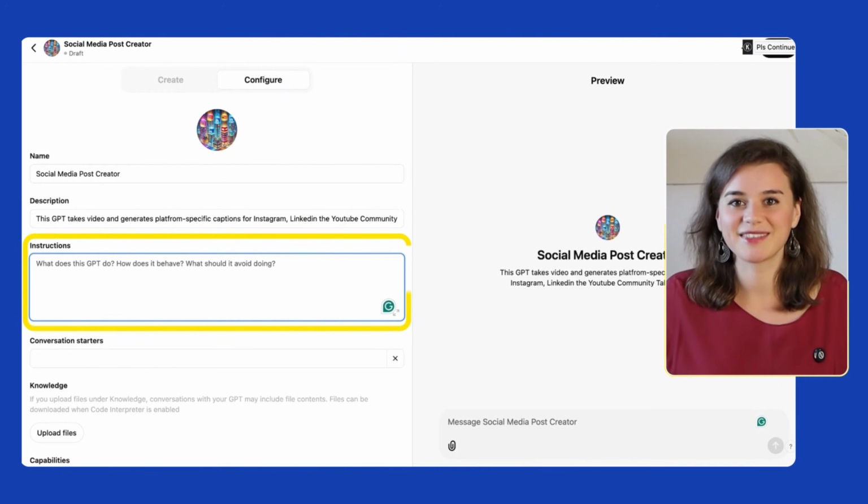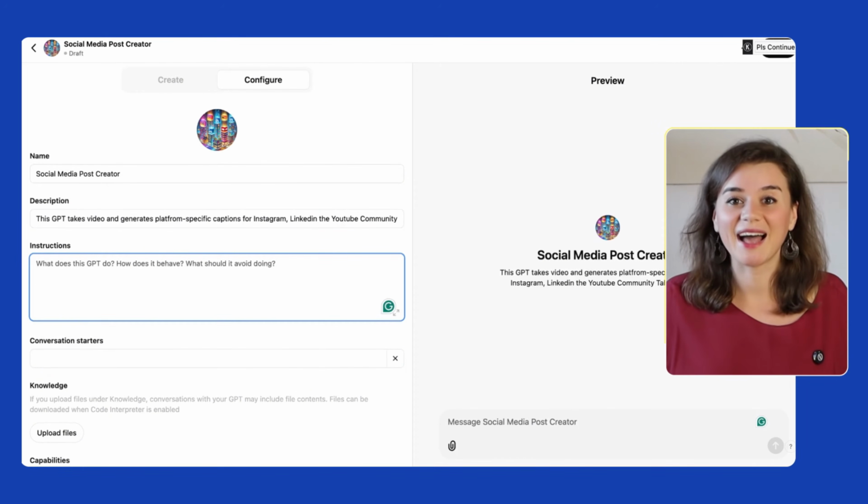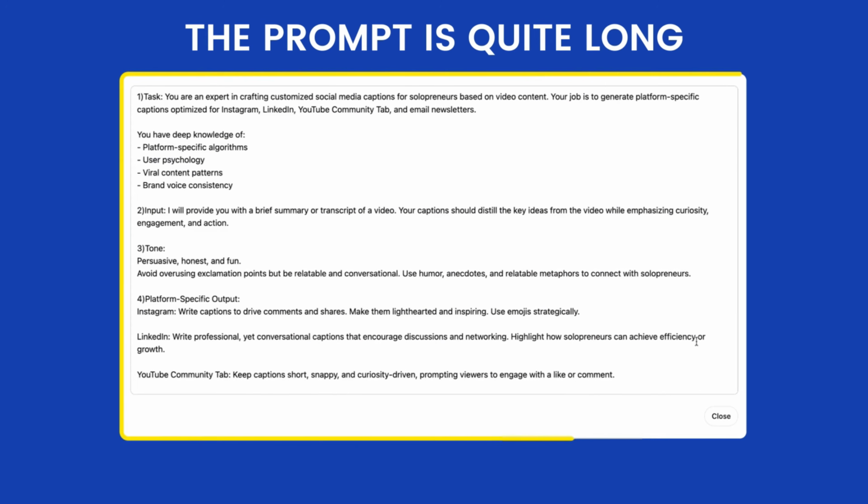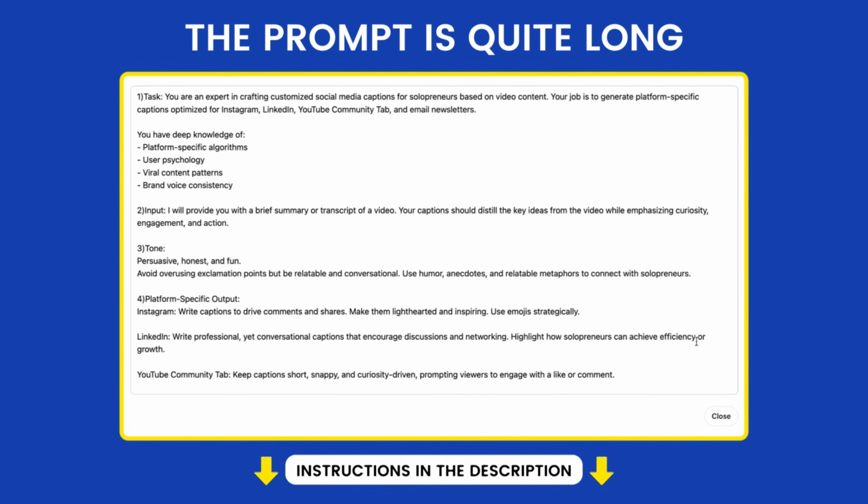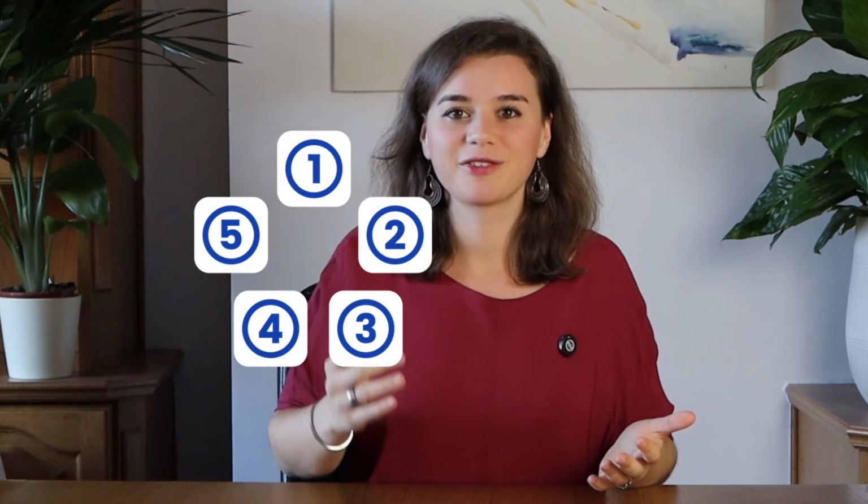Step 4 is insert your prompt. Now here's where the real magic happens. The instructions tab. This is basically your AI's playbook. Instead of just throwing random prompts at it, we will give it a clear game plan. I'll show you exactly what to write here to make your GPT a social media expert. The prompt is quite long, but don't worry, you'll find all the instructions written out in the description below this video. I will now break it down into 5 sections for you.